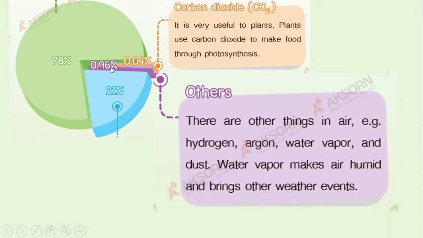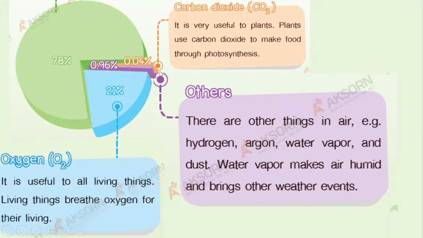And what is it? 21%. 21% of the most important gas for all living things, for you and me as well. It's oxygen. Repeat after me, oxygen. The chemical symbol of oxygen is O2. Repeat after me, O2. Oxygen, O2. Okay?